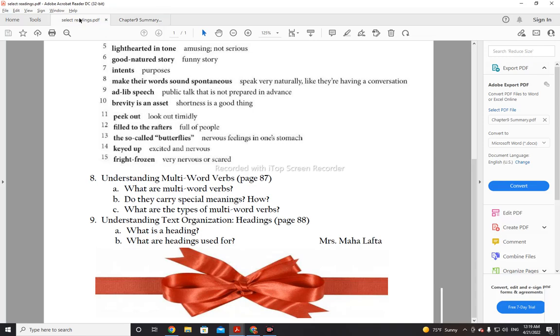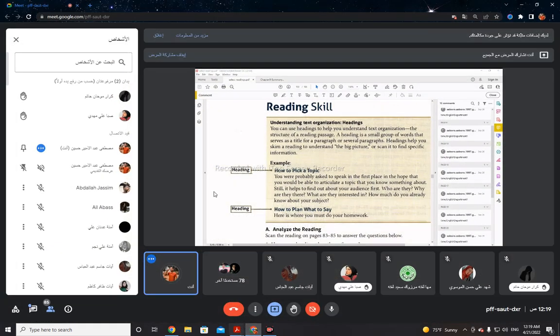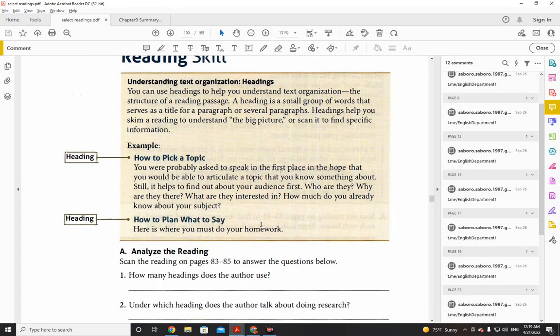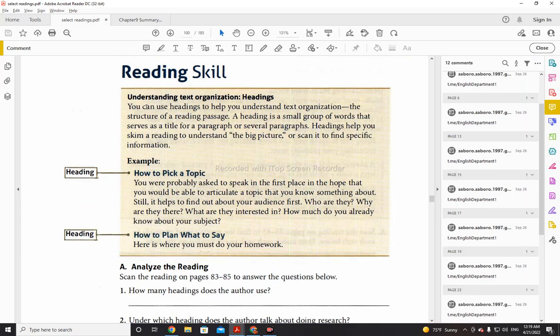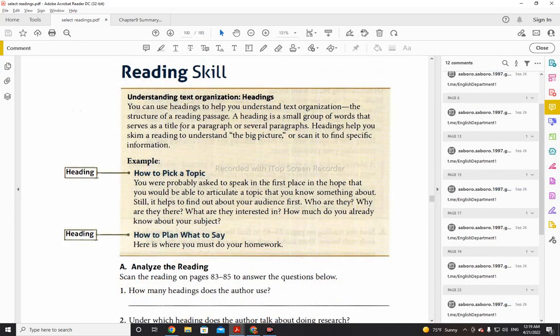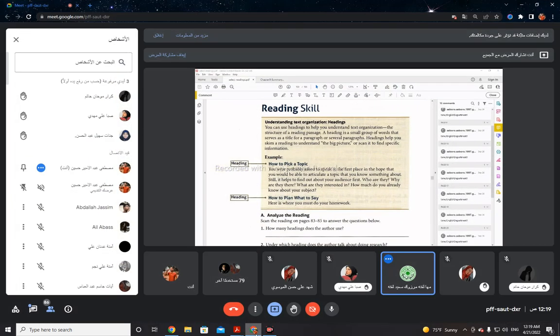Number 9, understanding text organization, headings. What is a heading? Sabah, would you like to answer this one? I think we should read it first. Let's read the paragraph about understanding text organization and headings, and then we'll move on to answering the questions. Yeah, for sure. Sabah, do you want to read it first? Or should we listen to Jannat? Sorry, Sabah. Yes, Jannat, go ahead, please.